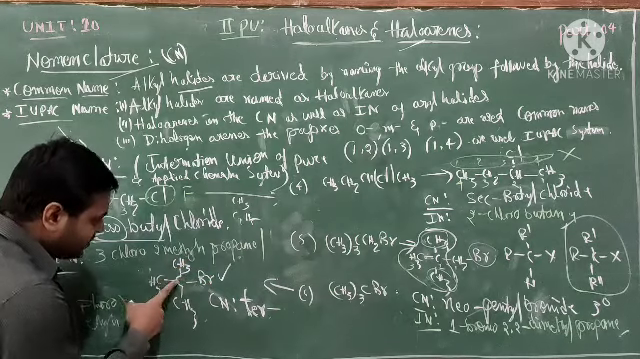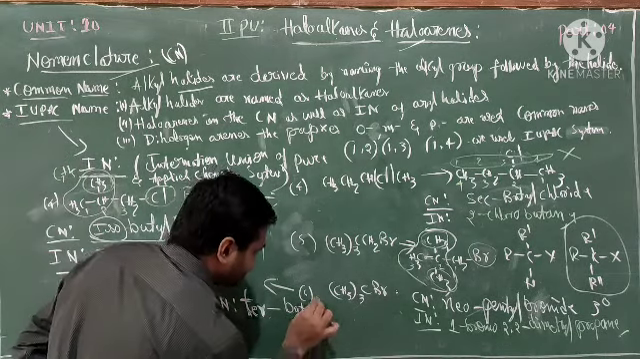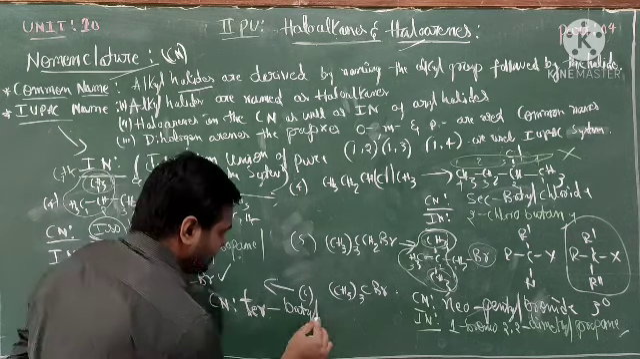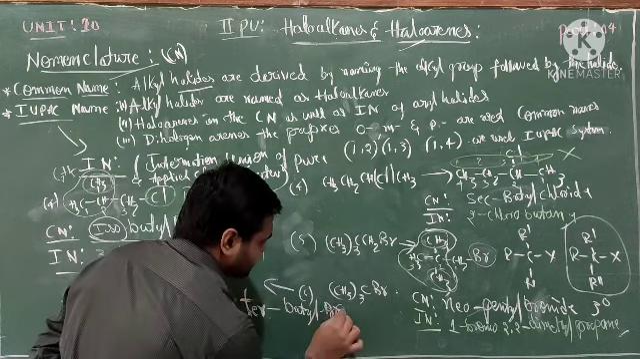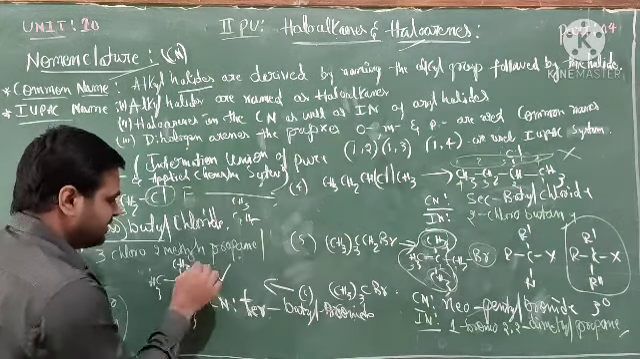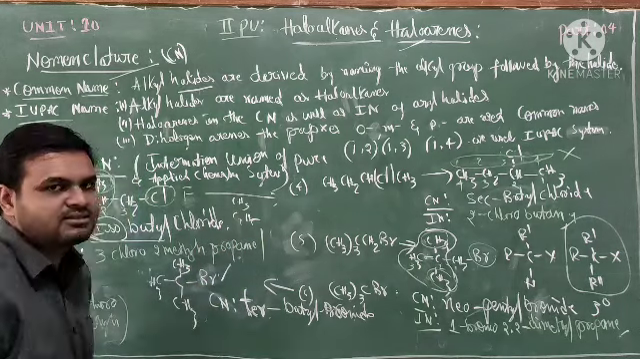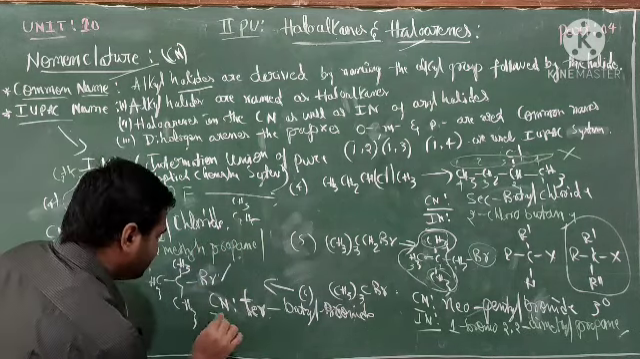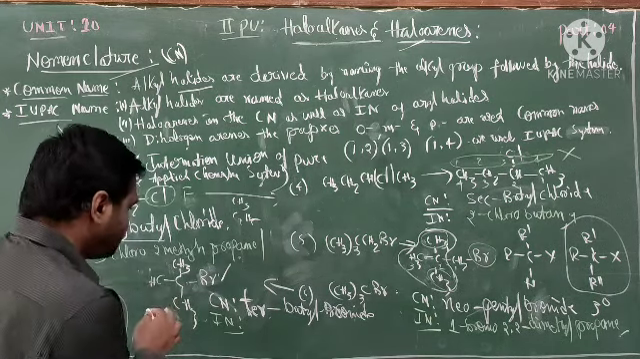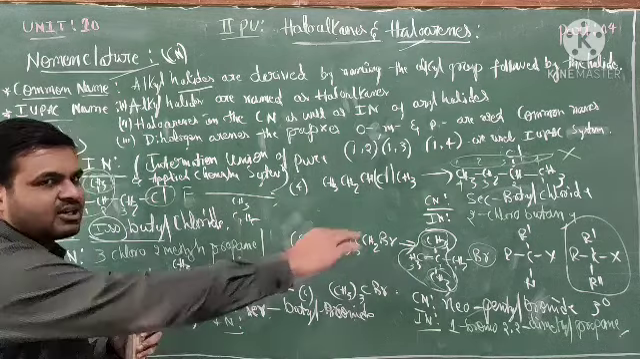So 1, 2, 3, 4 carbon atoms. 4 means butyl. Then the halide, say bromine. Either you take Cl, which is chloride, or F, which is fluoride. Okay, any example; here I have taken Br. Okay, what about the IUPAC name? So students, now see the IUPAC name, the numbering, the longest carbon chain.